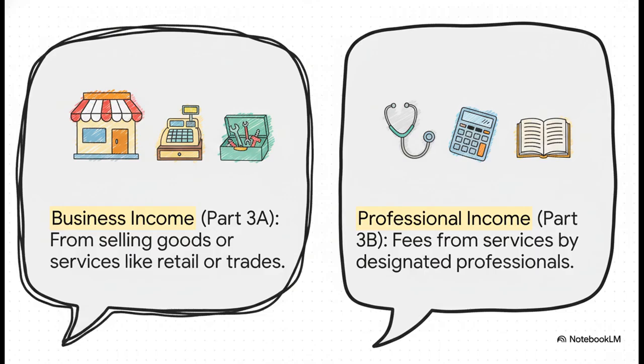Right away, you'll see the form presents a fork in the road. It asks if you have business income or professional income. It's actually simpler than it sounds. If your business is about selling things or providing a service like a trade, you're in Part 3A for business income. If you're a designated professional like an accountant, doctor, or lawyer, your fees get reported in Part 3B for professional income. And, you guessed it, if you happen to have both types, you're going to need 2 separate T2125 forms.